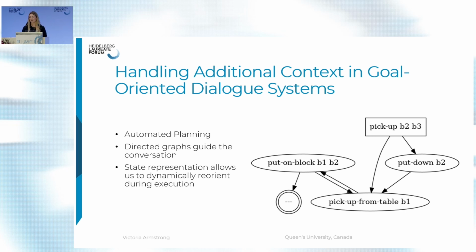And how does this relate to conversations, you might ask? We can use these graphs to guide our conversation, saying what we ask and when. These graphs, however, are quite rigid. So when we have extra information, such as this additional context, we're no longer able to proceed with the conversation. I propose that the state representation that we use in the nodes of these plans actually lets us dynamically reorient ourselves within these graphs during conversation. If you'd like to hear more about this, please come chat with me at my poster.